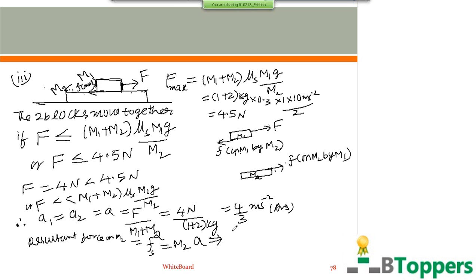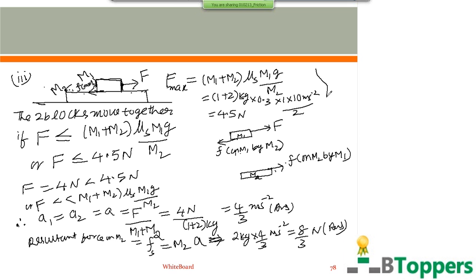Here the magnitude of acceleration is the same for both the blocks, which is denoted by a. So here M2 is equal to 12 kg. The magnitude of acceleration is 4 by 3 meter per second square. Therefore, the magnitude of friction between the two blocks in this case will be 8 by 3 newton. Therefore, in the third part of the question, the magnitude of acceleration of each block is the same, 4 by 3 meter per second square, and the magnitude of force of friction between the two blocks is 8 by 3 newton.